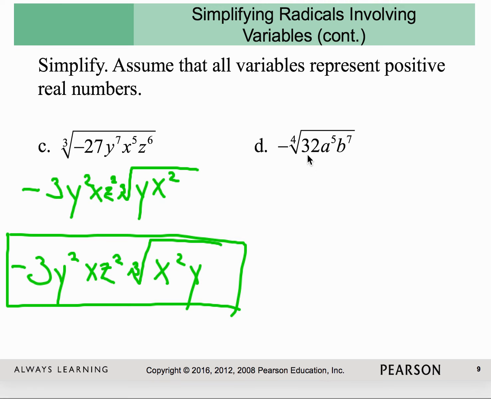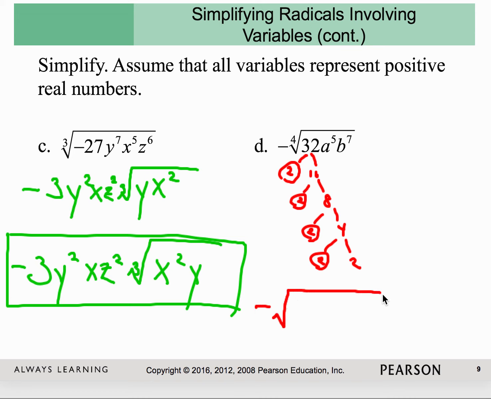32, I need to see its exponent, so maybe that's 2 times 16, 2 times 8, 2 times 4, and 2 times 2. So I can rewrite that. The negative is outside as the 4th root of 2 to the 1, 2, 3, 4, 5. Then I've got an a to the 5th and a b to the 7th.